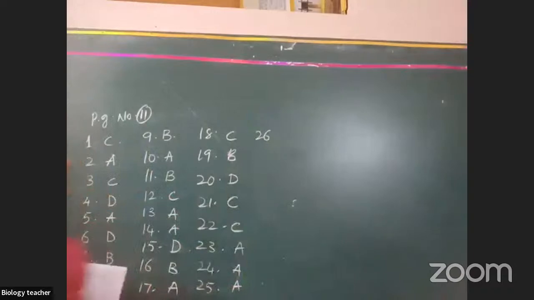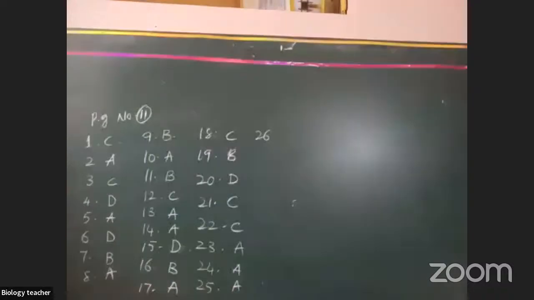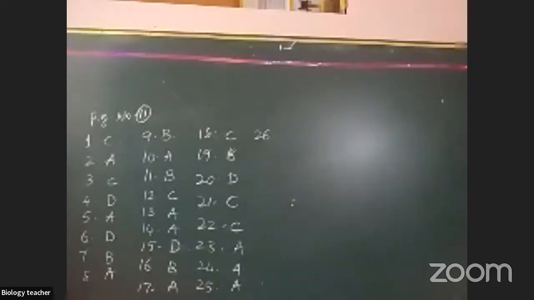Next 26. Cell inclusions are non-living items present in cytoplasm. Another name of cell organelles. Cytoskeletal framework of cell. Combined name for cell wall and plasma membrane. Option A.